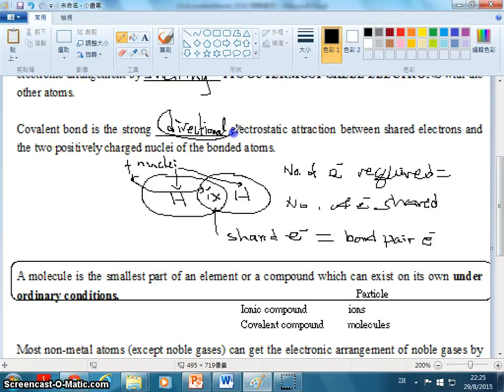But why do we call it directional? So I leave this question to you. You can think about it: if I remove the electrons shared in the middle, what happens to the covalent bond? Then you will understand why we call it a directional electrostatic attraction.